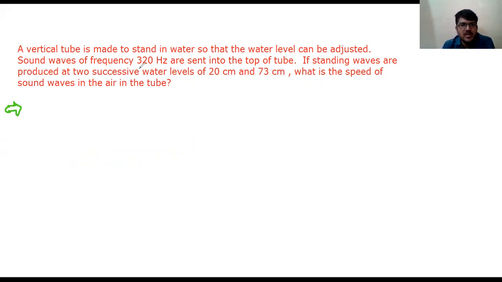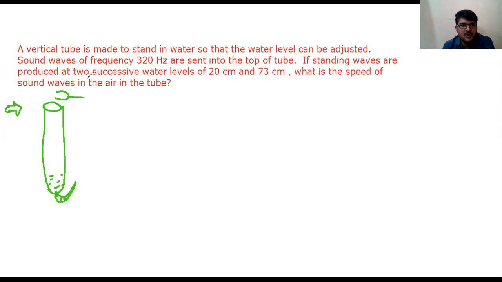A vertical tube is made to stand in water so that the water level can be adjusted. Sound waves of frequency. It means what? As we have learned yesterday, this is one tube, we can say. This is a reservoir to lower the water level or whatever it is. This is like this, resonance tube is there. And now you can send some waves by using the tuning fork, and then you will get resonating lengths.